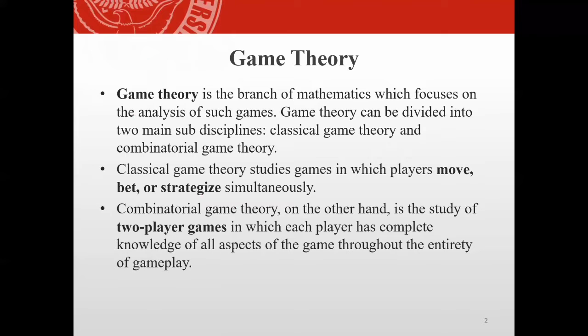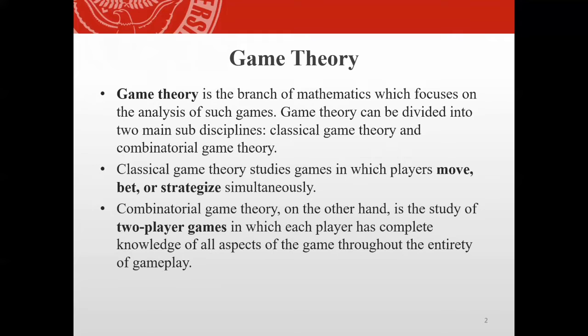Classical game theory studies games in which players move, bet, or strategize simultaneously. As a result, players often find themselves ignorant of certain aspects of the game. Players of these games are more likely to depend on prediction and chance due to their lack of information. Examples include poker or rock, paper, scissors.